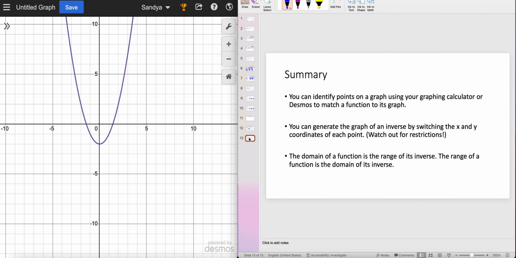So you can identify points on a graph using your graphing calculator or Desmos to match a function to its graph. You can generate the graph of an inverse by switching the x and y coordinates of each point, but remember to watch out for restrictions. The domain of a function is the range of its inverse, and the range of a function is the domain of its inverse.